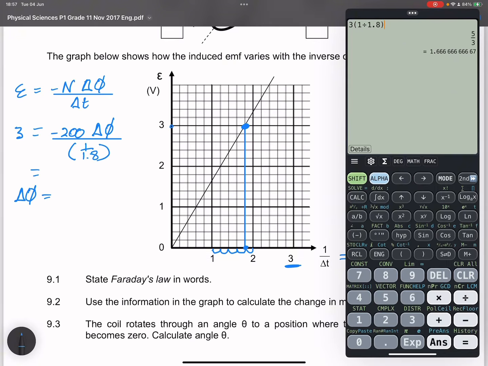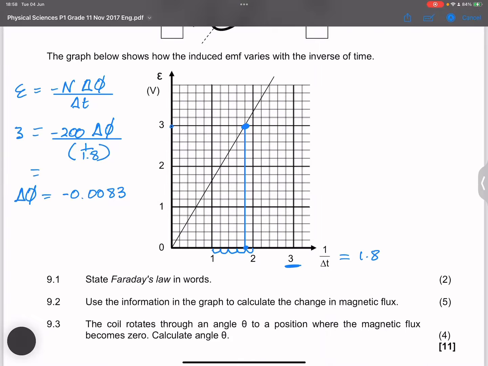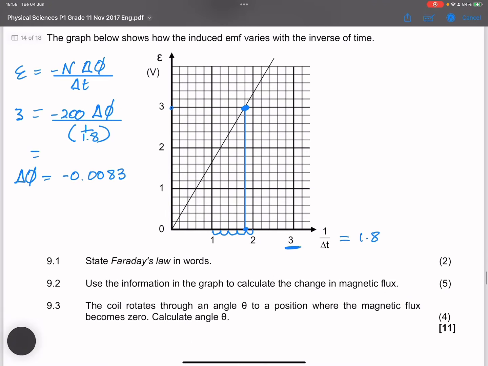Okay, and we are going to divide that, ladies and gents, by 200. Okay, so I get negative 0.0083. Okay, so remember that is the change in magnetic flux. Okay, and we always use Webers for that. Okay, right, so that is how we're going to calculate that.